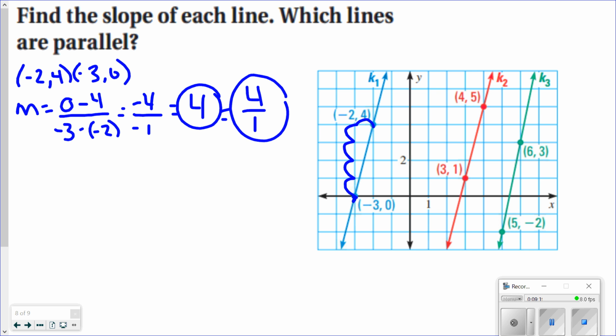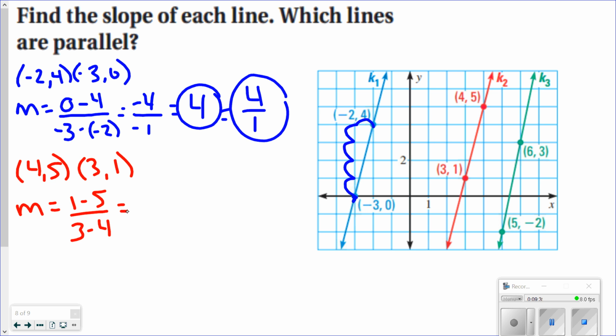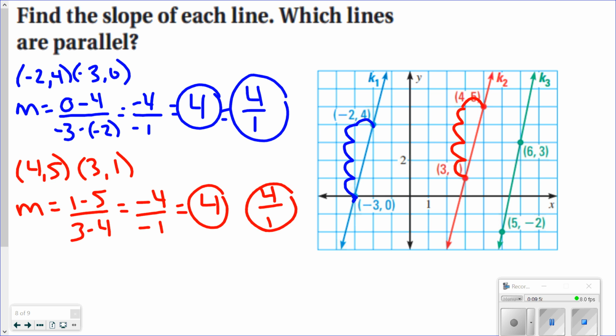All right, next let's find the slope of the red line. Our two coordinates are (4, 5) and (3, 1). When I do the math here, my slope is equal to 1 minus 5 over 3 minus 4. 1 minus 5 is -4. 3 minus 4 is -1. So once again, I get a slope of 4. But if we wanted to look at our graph, I could have counted up 1, 2, 3, 4 to know I had a rise of 4 divided by a run of 1, which would have given me the same answer again.